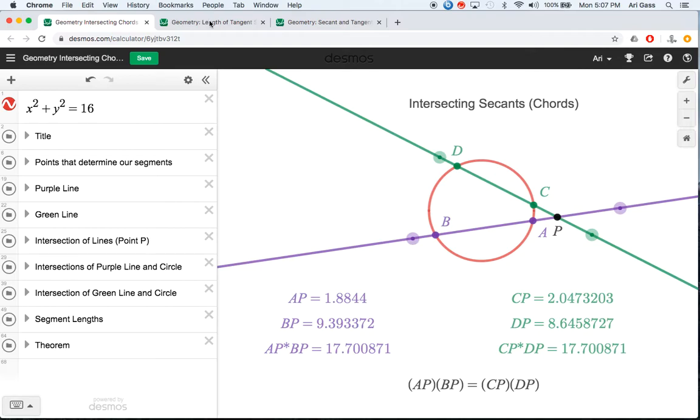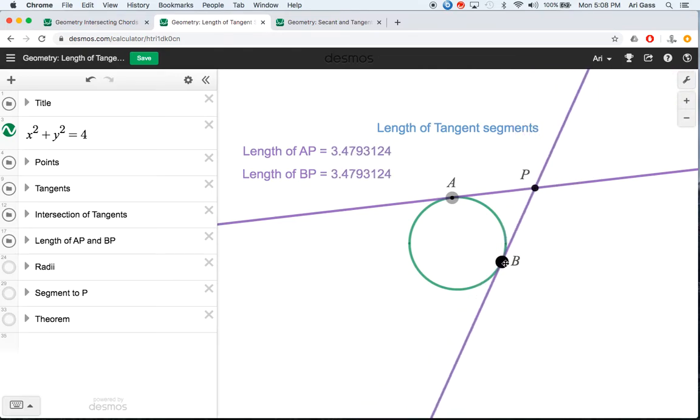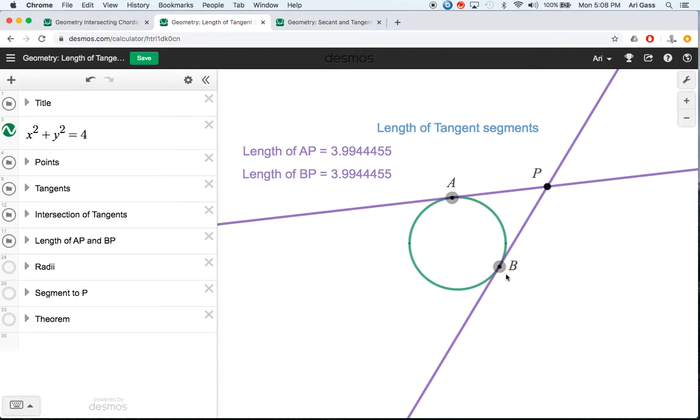The second situation then you might ask yourself is, well, what happens if we have two tangents? So if we have two tangents that intersect, they're naturally going to intersect outside the circle. And again, regardless of where that intersection occurs, look at what happens. The lengths of those tangent segments, AP and BP, regardless of where A and B are, each one of those tangent segments appears to be always equal. And so that's going to be our theorem, that intersecting tangent segments have equal lengths.